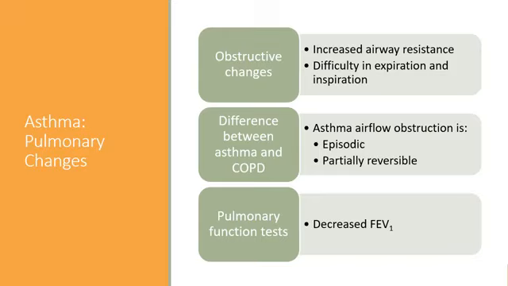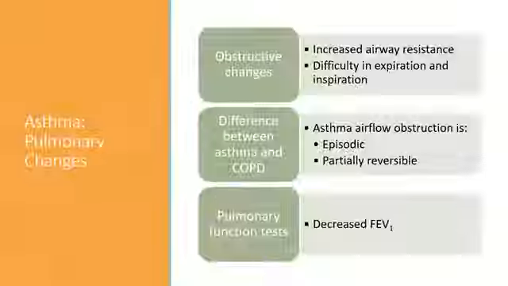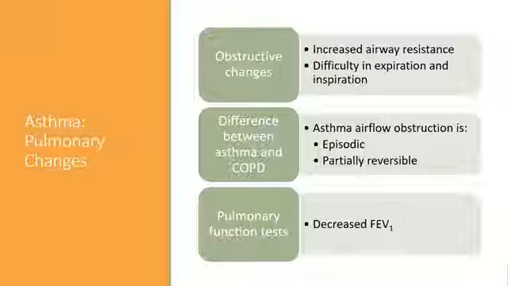One of the big differences when we compare asthma and COPD, though, is that with asthma, we see that the airway obstruction or the airflow obstruction is partially reversible and episodic, so it kind of waxes and wanes. We get these episodes which are maybe really bad, and then it kind of goes back to normal. With COPD, the obstruction tends to be more stagnant and more chronic, so it's kind of bad all the time.